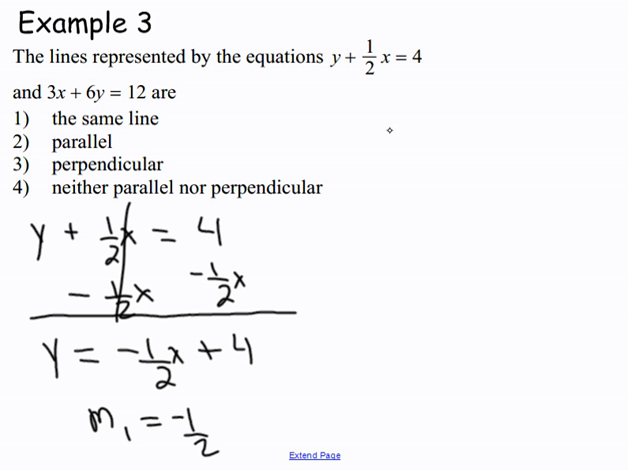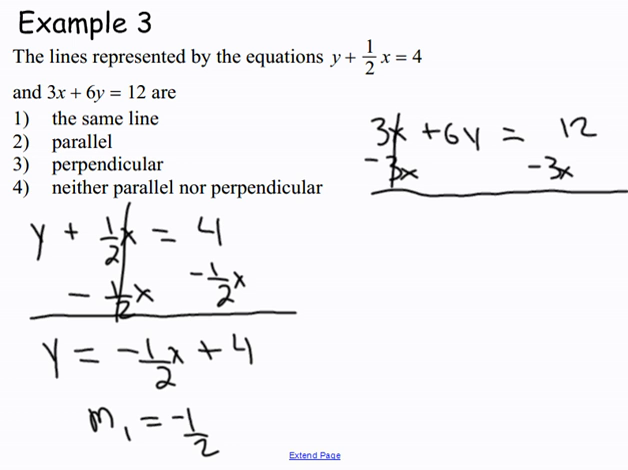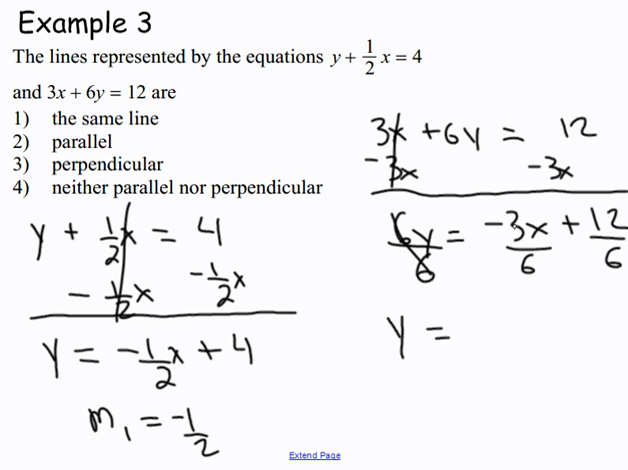Now let's work out the second one. Let's set it equal to y equals mx plus b. So we got 3x plus 6y equals 12. Subtract 3x on both sides. We get 6y equals negative 3x plus 12. Divide everything by 6. These will cancel, so we get y equals, we're going to reduce negative 3 over 6. It reduces to negative 1 over 2. Always remember to reduce your slopes. So we get negative 1 over 2x plus 2.